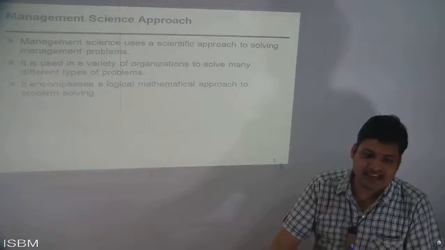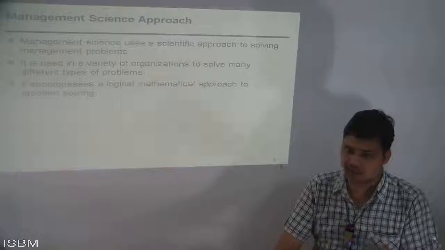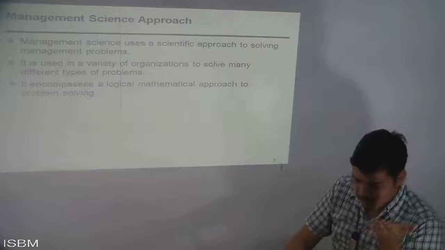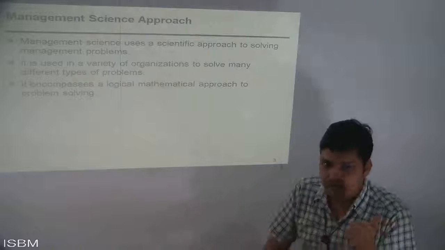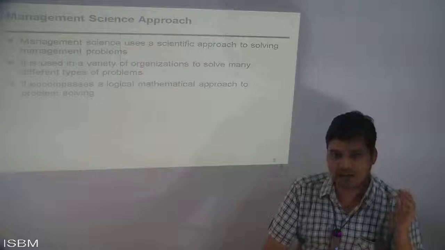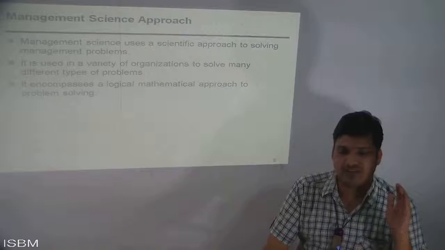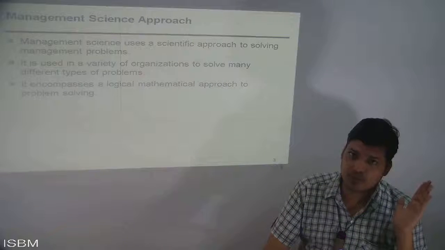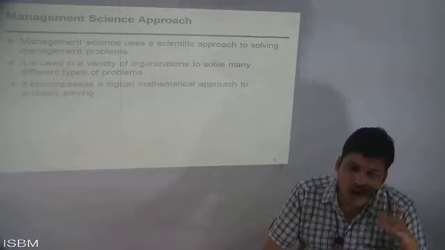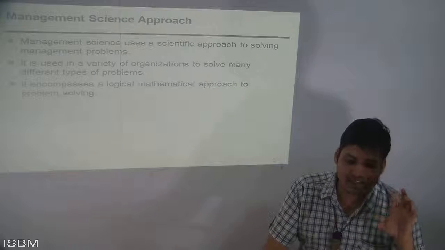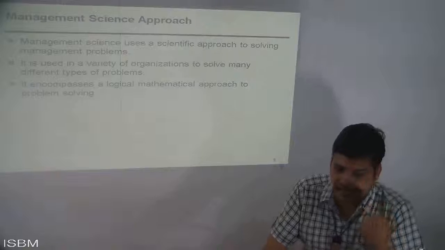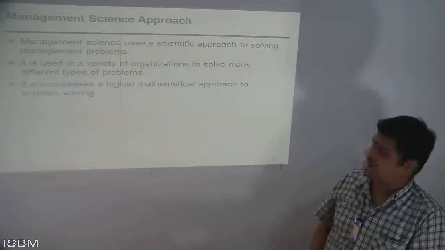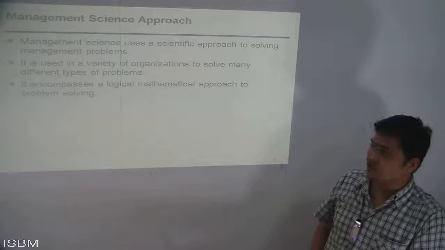Management science uses a scientific approach to solving management problems. We are basically using some scientific approach. Whatever we have learned till now, the linear programming problem, the game theory, the transportation problem, the inventory model, these are all here and there. Somehow we are using the scientific technique to solve these problems. So it is used in a variety of organizations to solve many different types of problems.